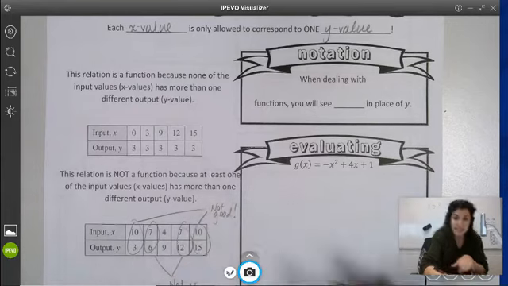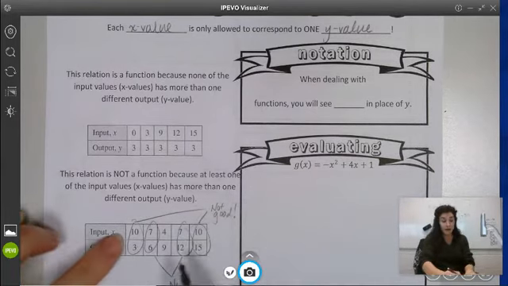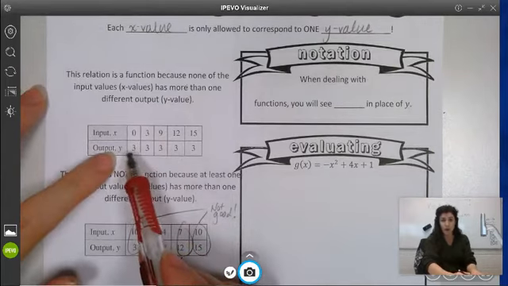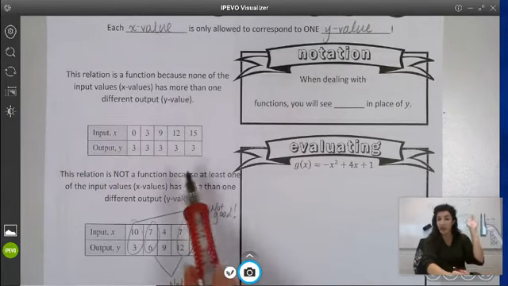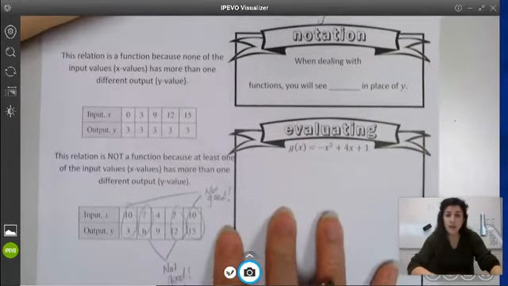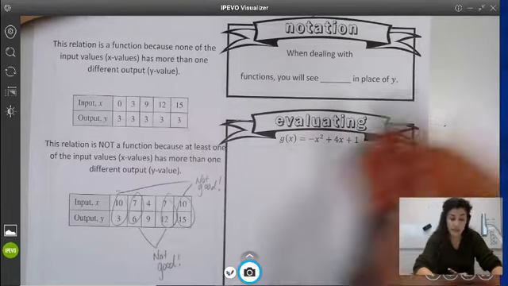So that's what we mean by having a single output. A good visual clue to you, if you're looking at a table of values, is that if you see the x values show up more than once, then it's probably not a function. Whereas if you see the y values show up more than once, it's totally fine. No big deal.